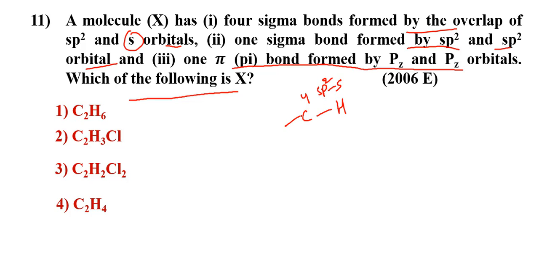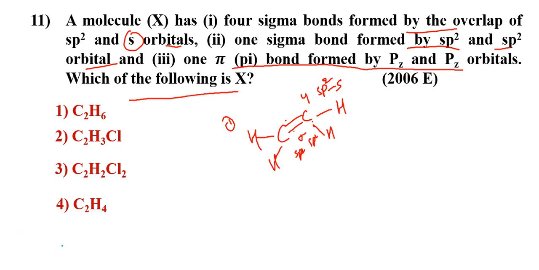sp2 hybridization means this carbon has a double bond like this. 1, 2, 3, this is only an sp2 carbon. 4 sigma bonds means 2 carbons here also like this. That is what we expect. The second point, 1 sigma bond formed by sp2 and sp2. Of course, this sigma is sp2 sp2.